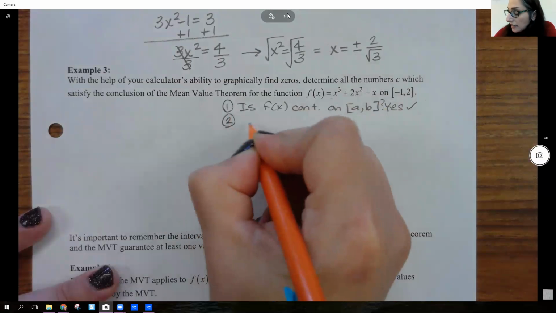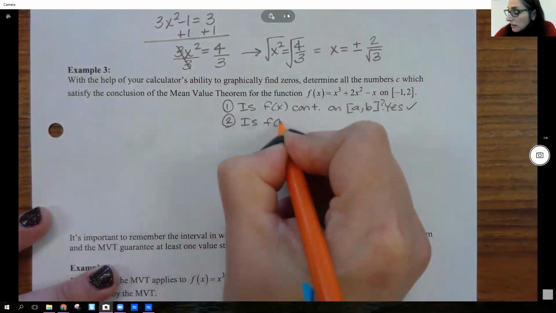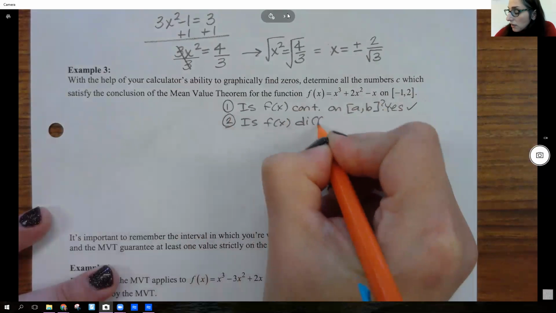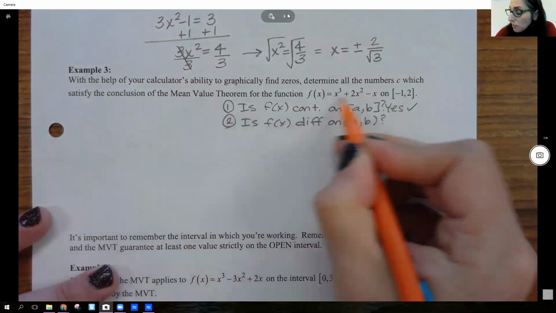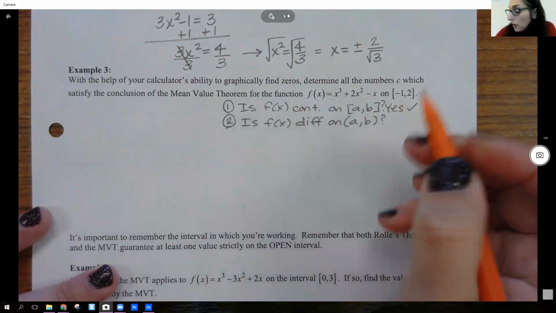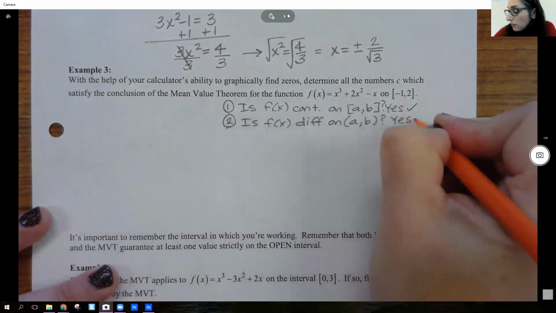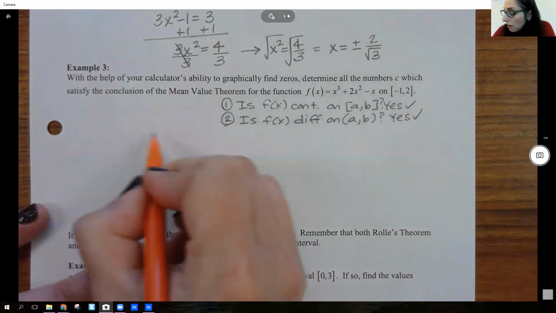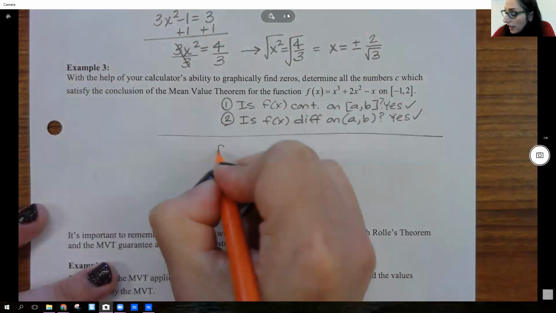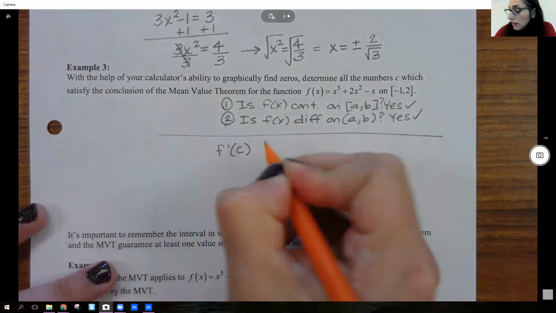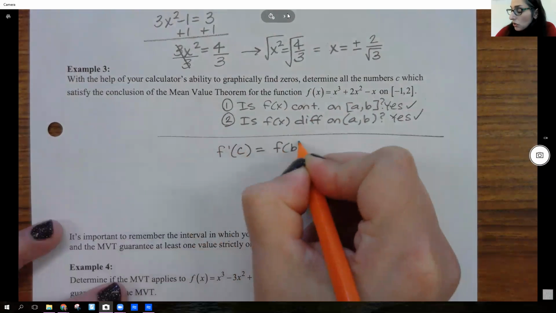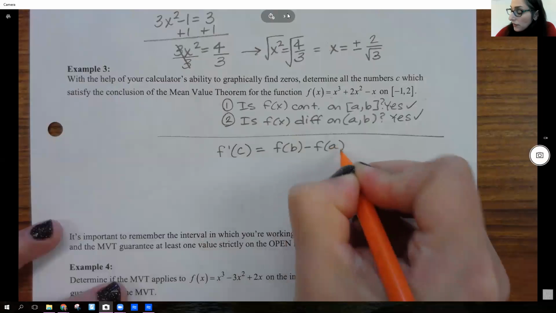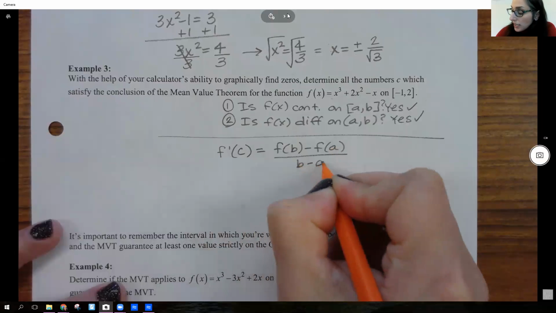And the second thing is, is f of x differentiable on the open interval from a to b? Yeah, that's just a polynomial. You can take the derivative anywhere on a polynomial. So that's a yes too. Okay. All right, so now we know we are guaranteed that the derivative at some c value is going to be equal to the slope of the secant line using the endpoints.